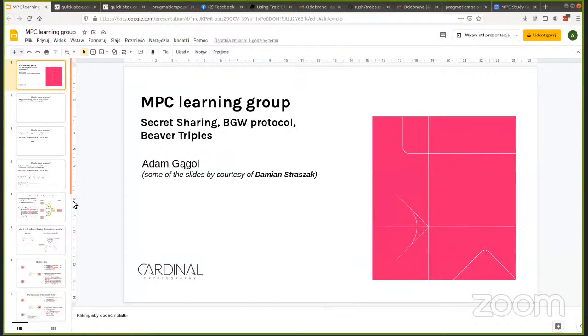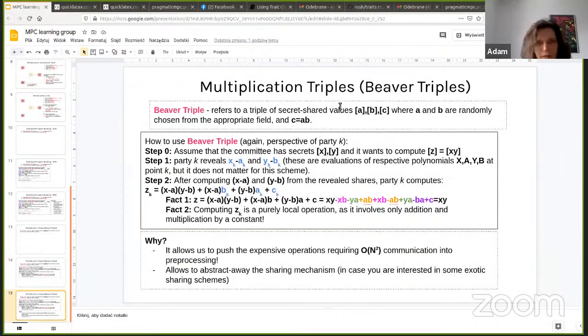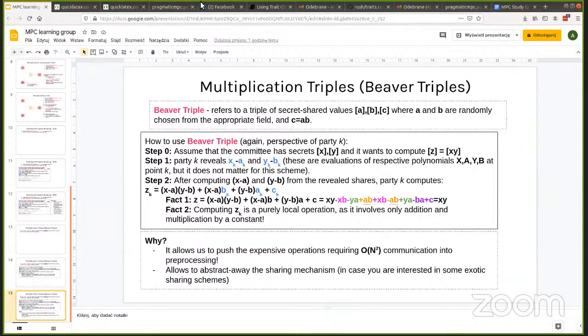You can show the slide with multiplication using Beaver triples again, Adam. Okay. So I think it might clarify why using a triple is better than this BGW approach. Sure. Wait a minute. Because that's the main trick here. Am I showing the slide? Yeah.